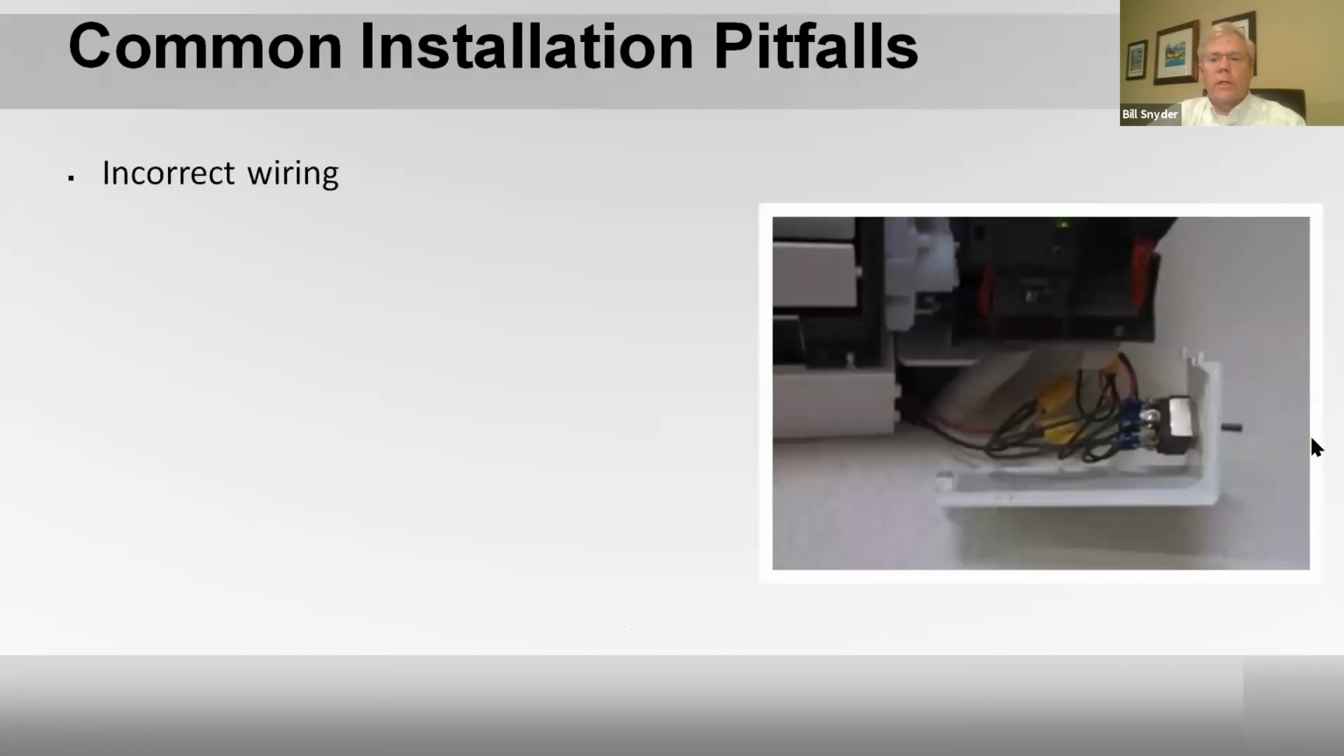Common pitfalls: incorrect wiring, a huge problem. This is showing some wire nuts in here, and it's showing some sort of a switch. What we do is we take our wire from S1, S2, S3 on the outdoor unit and go directly to S1, S2, S3 on the indoor unit. We cannot have any joints, splices, or switches in place.